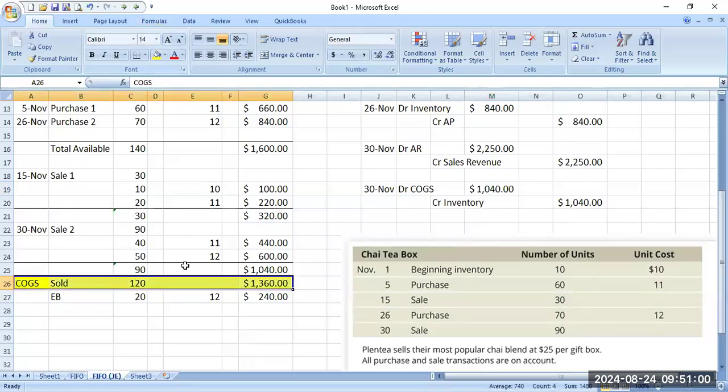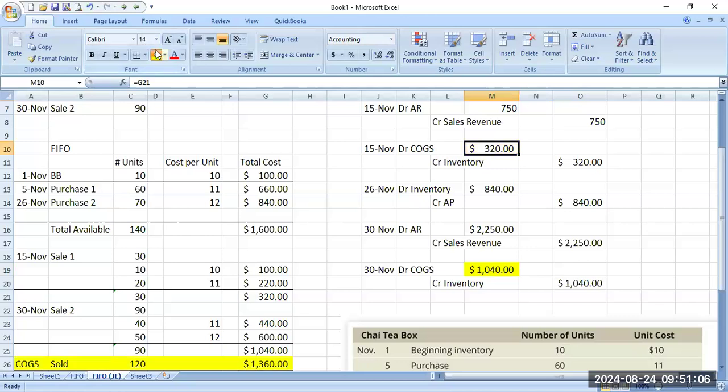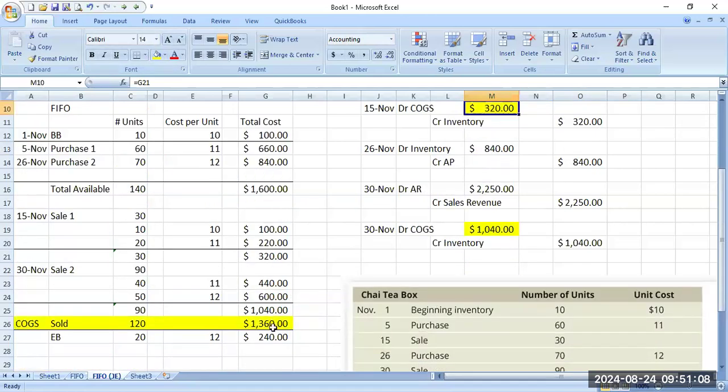I'm going to highlight it. Yes, I do. This amount plus this amount gives me exactly $1,360. Do I have in my ending inventory 20 units, $240? Yes, I do. And my job is done with the journal entries. So now let's go back to the slides and see what's next.